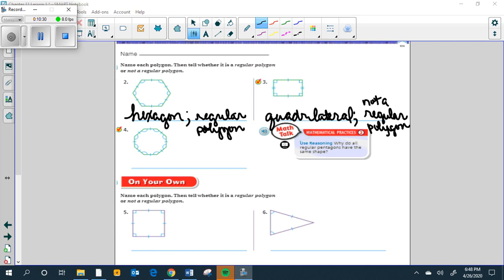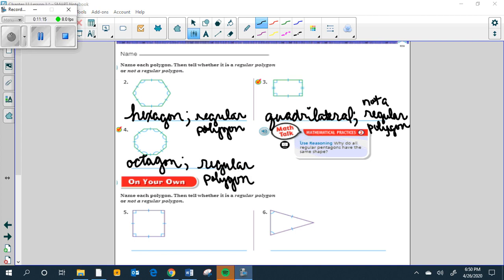Let's look at number 3. We can see that it has 4 sides, 4 angles, and 4 vertices. The word part for 4 is quad. So this makes this polygon a quadrilateral. But if I look closely, I can see that the top and the bottom sides are not the same as the left and right sides. So since the sides are not all congruent, even though the angles are congruent, that still causes it to be not a regular polygon. Go ahead and do number 4 and then check back.